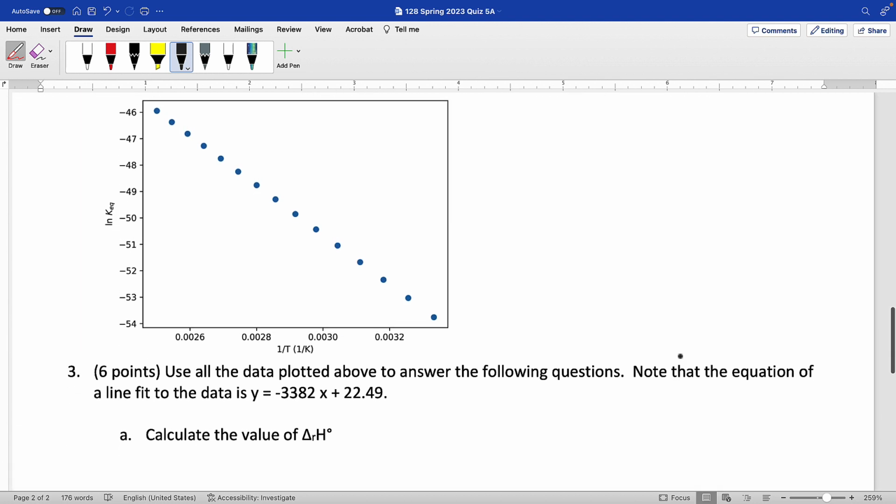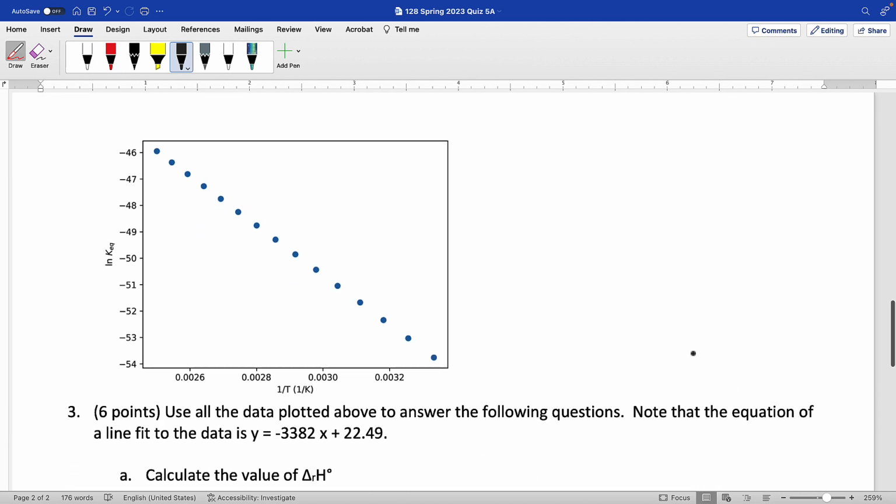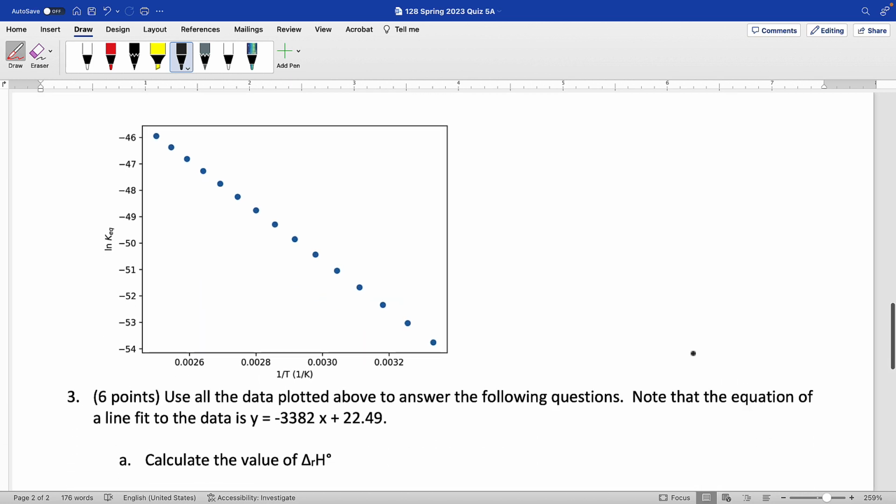All right. Number 3, use the data plotted below, all of the data plotted above, to answer the following questions. Note that the equation of a line fit to the data is given. In this equation, we've got a reaction, clearly, because there's an equilibrium constant, and the equilibrium constant is plotted as a function of temperature.